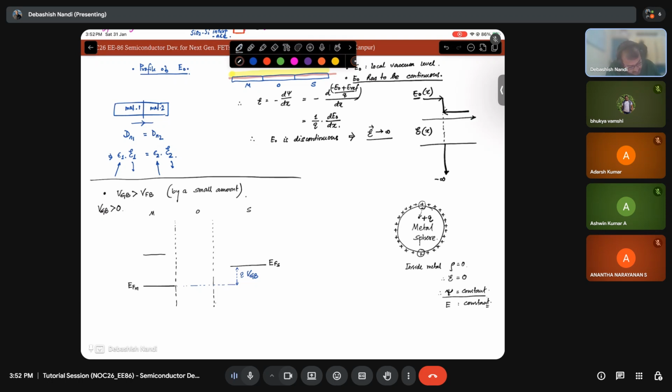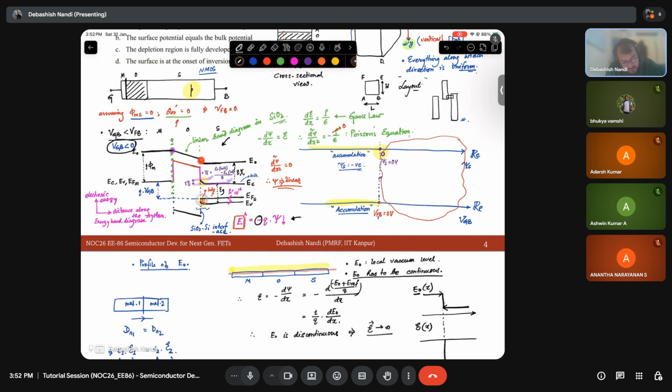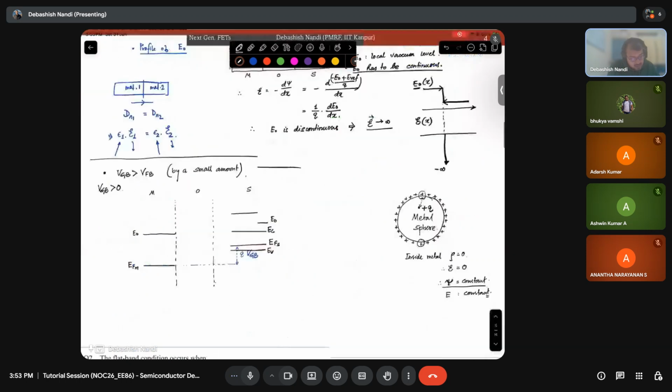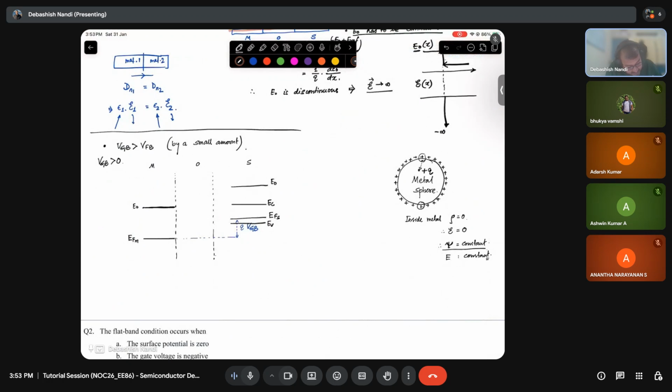So now we'll follow the same steps. We'll start drawing this line as phi ms is the same. So this is my E0. Then I'll have my EC somewhere here, EV somewhere here. Fine. And this E0 has to be continuous, right? There cannot be any band bending inside the metal, because all the charges are at the interface or at the surface of the metal. And in our case, the metal surface is this one. Okay, so no band bending inside the metal.